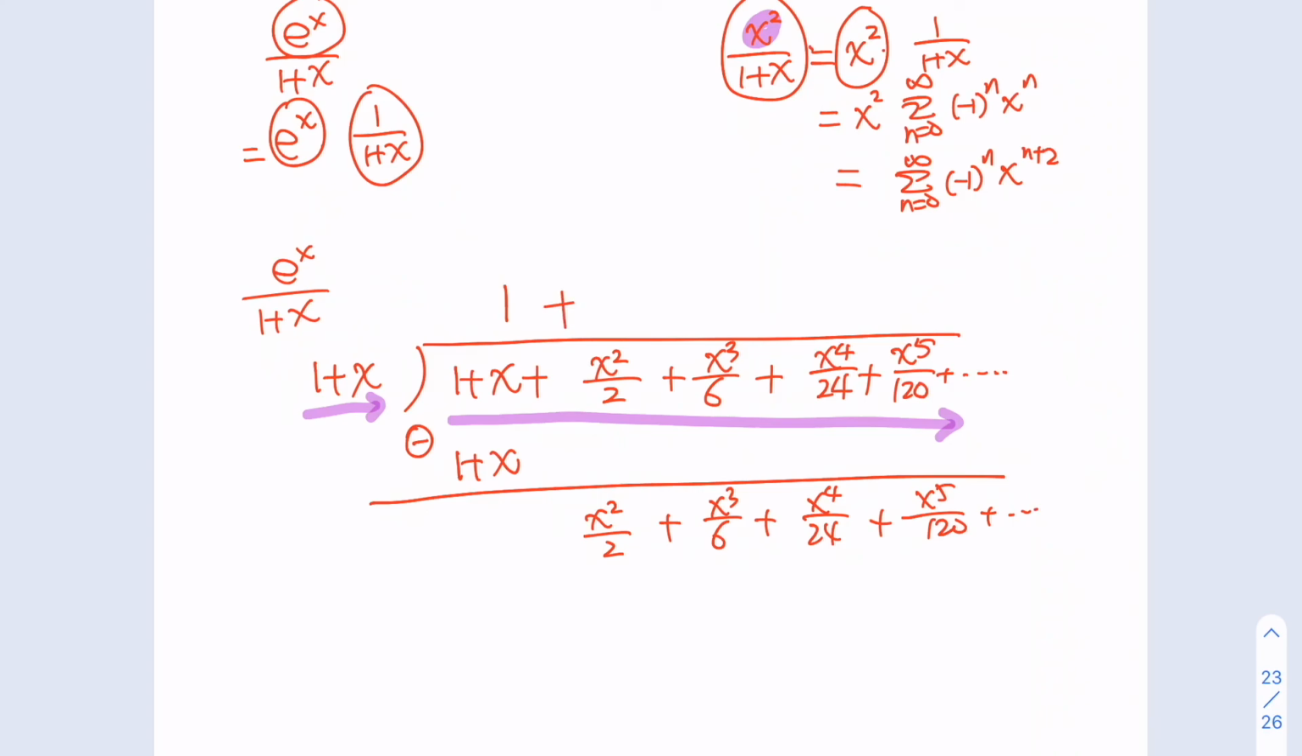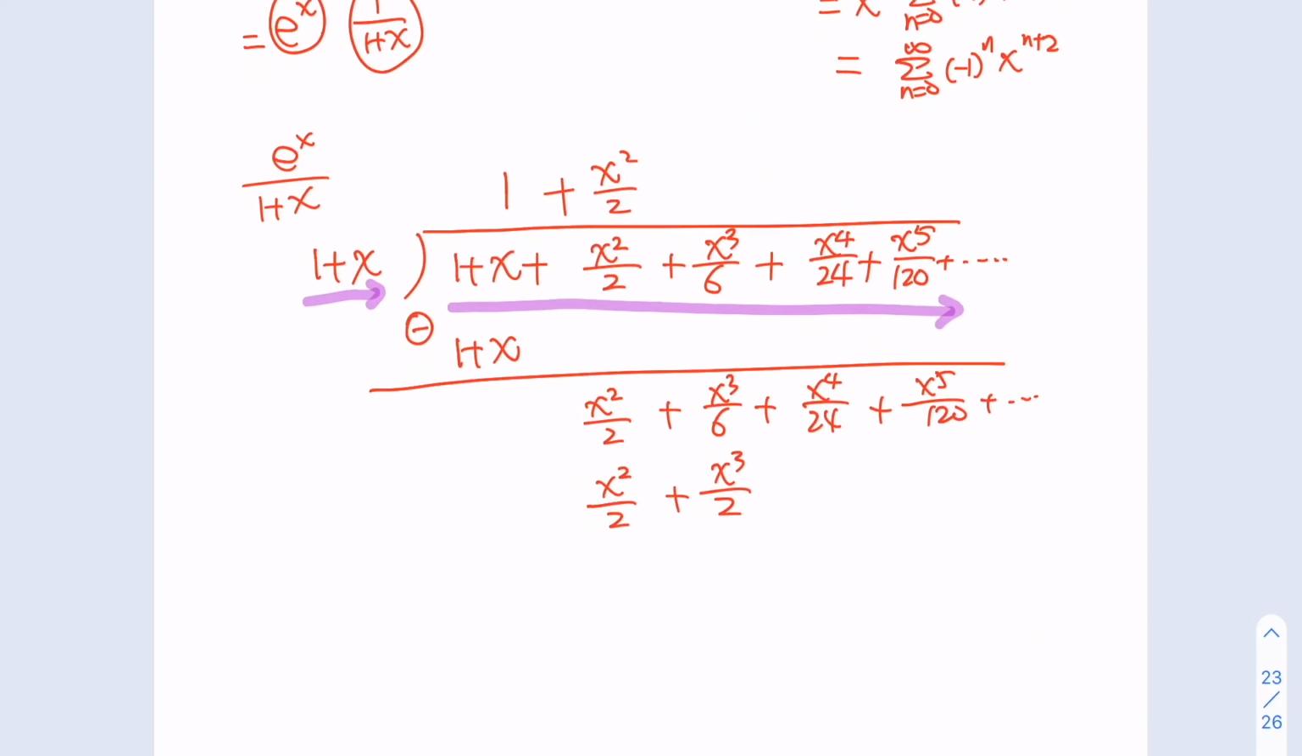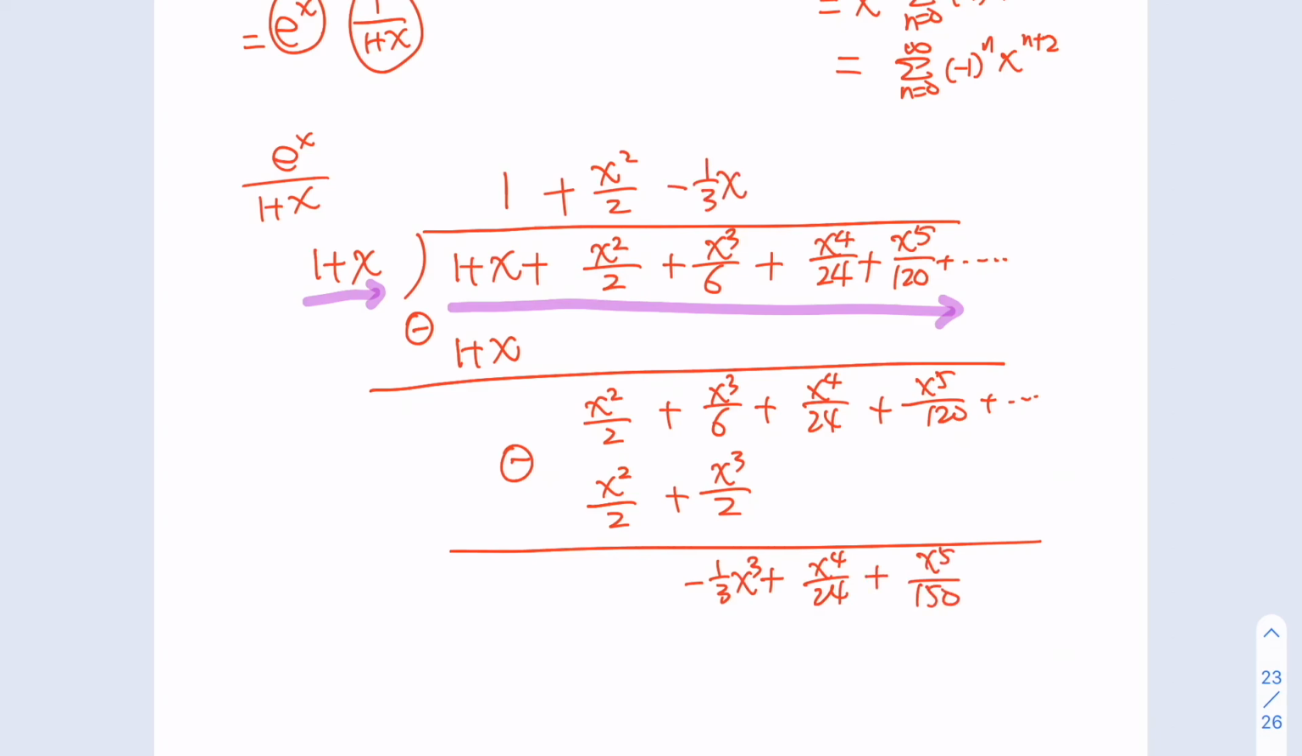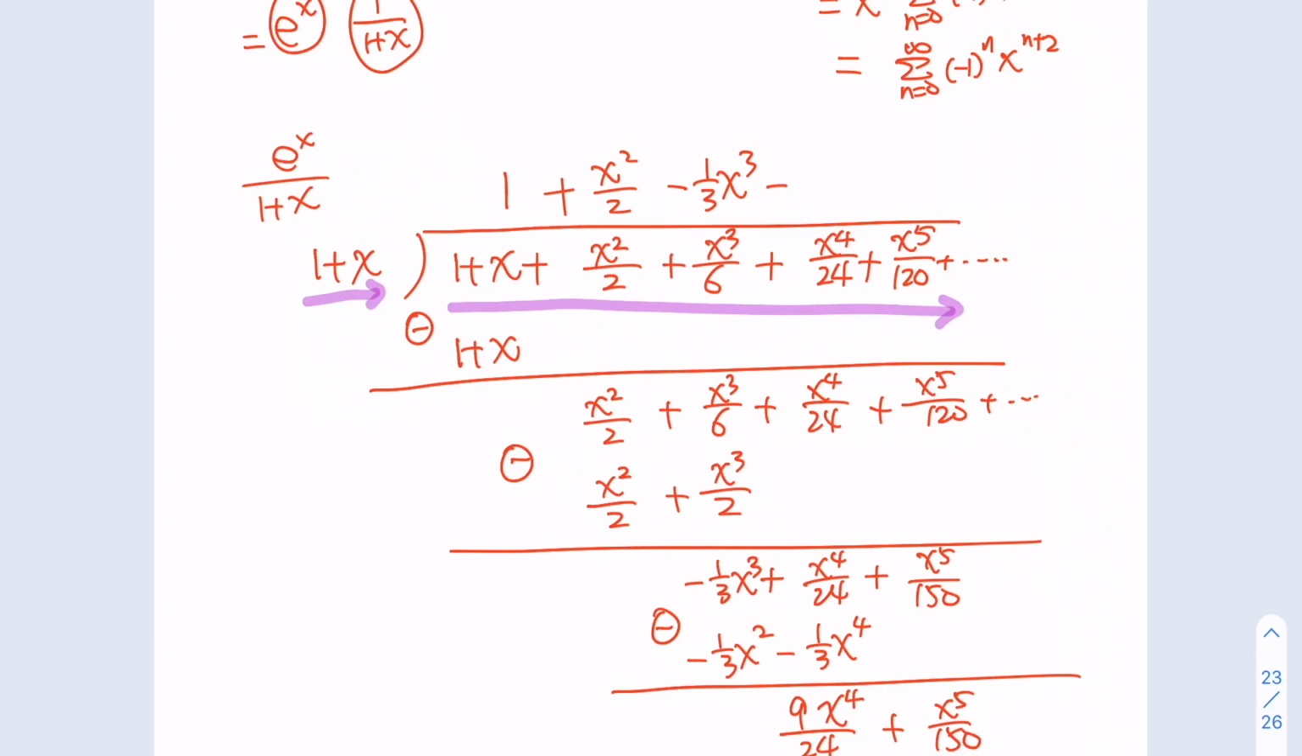Next, we put x squared over 2 here. We have x squared over 2 plus x cubed over 2. We do the subtraction. We have negative 1 over 3 x cubed. Next, we put negative 1 over 3 x cubed. The subtraction gives us x to the 4th, 9 over 24 plus. Next we put plus. So this is our first 4 non-zero terms. We can stop right here. This will be our final answer.